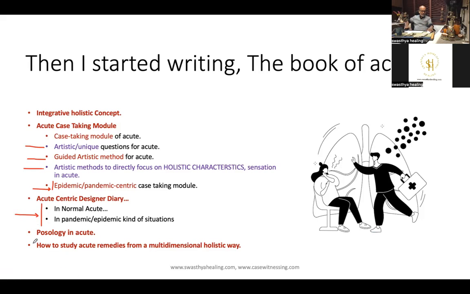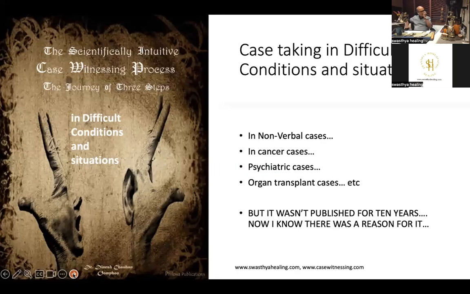I started studying the remedies of all acutes at a whole level, then the posology in the acute. After that, I started working on the next book, called Case Witnessing or Case Taking in Difficult Condition and Situation, which I almost finished, covering cancer cases, psychiatric cases, organ transplant, non-verbal children. But I didn't publish. As you know, the question came up at that time: in spite of such a foolproof, simple, scientific, reproducible system, why are failures still coming?